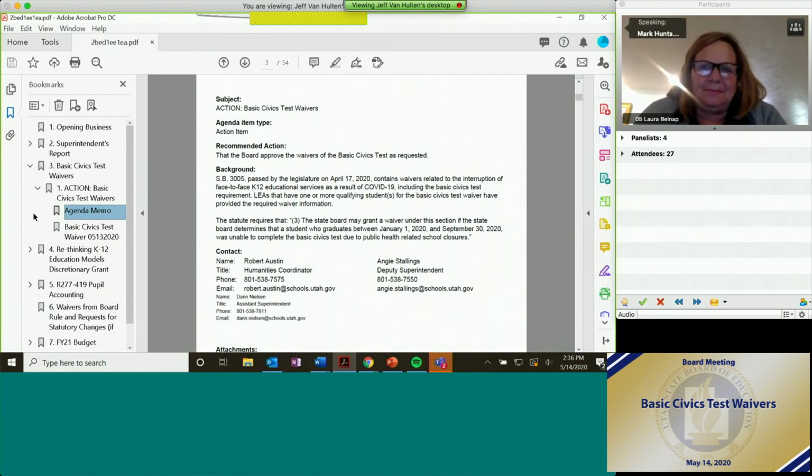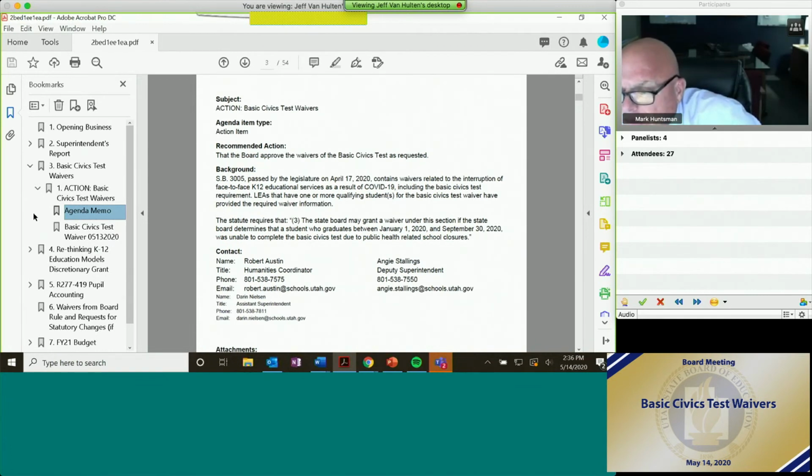Thank you. Discussion to the motion. Seeing none, help me out now and again, Vice Chair Cummings. I'm trying to scan it too. Seeing none, we're going to vote. The motion before the board is that the board approve the waivers of the basic civics test as requested. Board members, we're going to do this electronically.